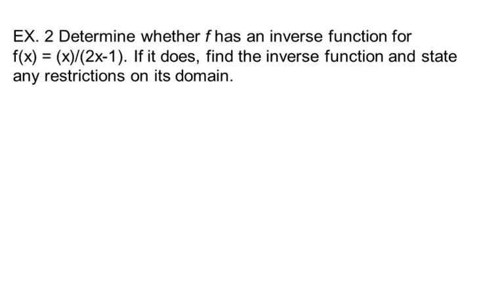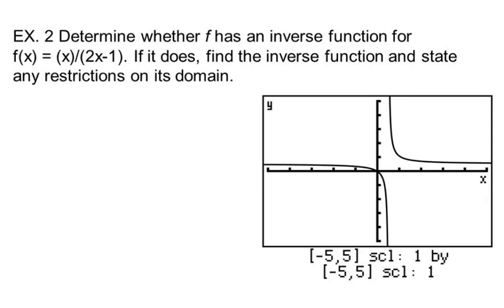Example 2, I have f of x equals x divided by 2x minus 1. So here's the graph of this function. First, we want to use the horizontal line test to determine if it has an inverse. So looking at this function, some people might think that it may not have an inverse because there's spots right in here where it looks like it could be a horizontal line.